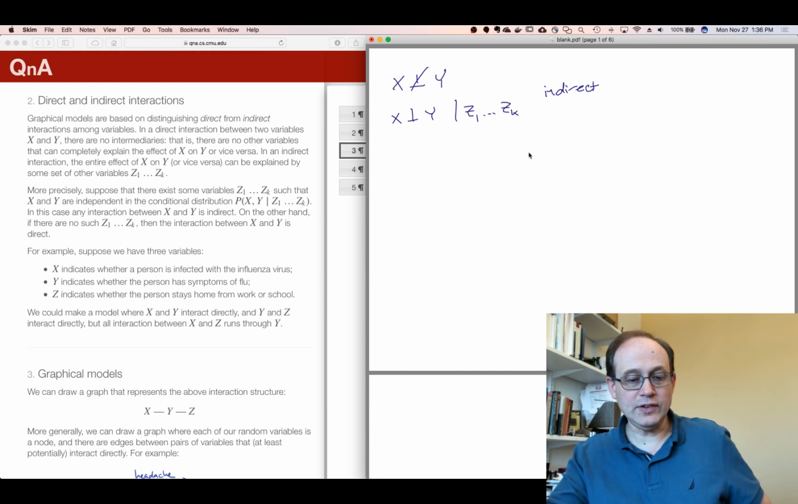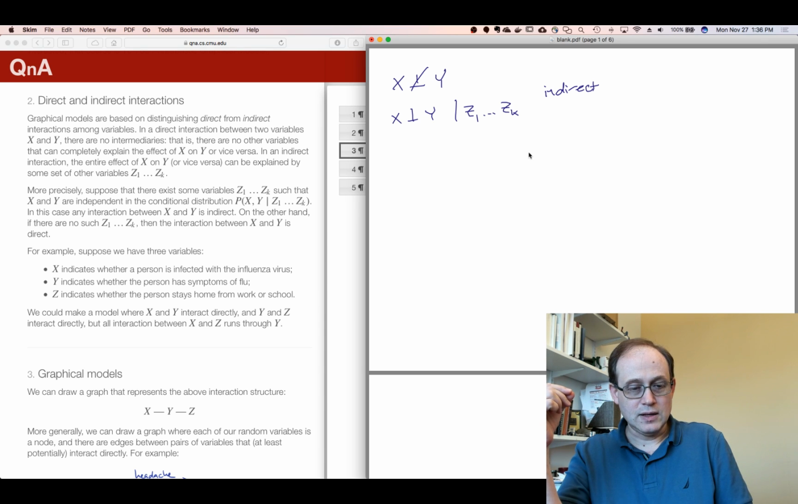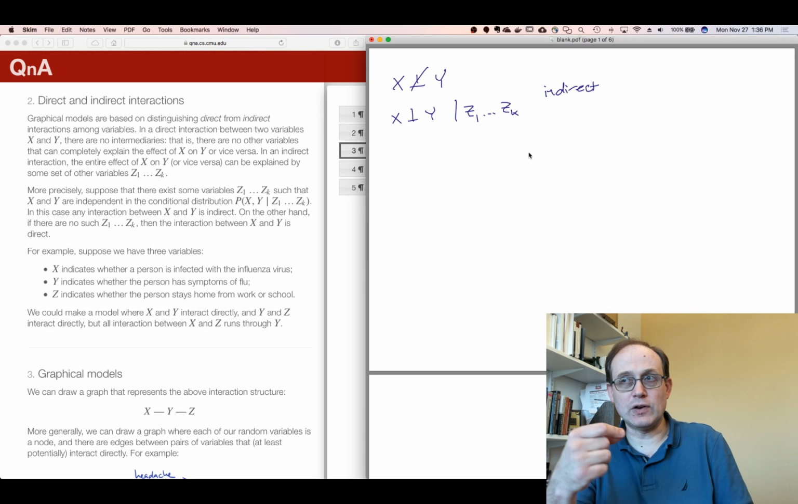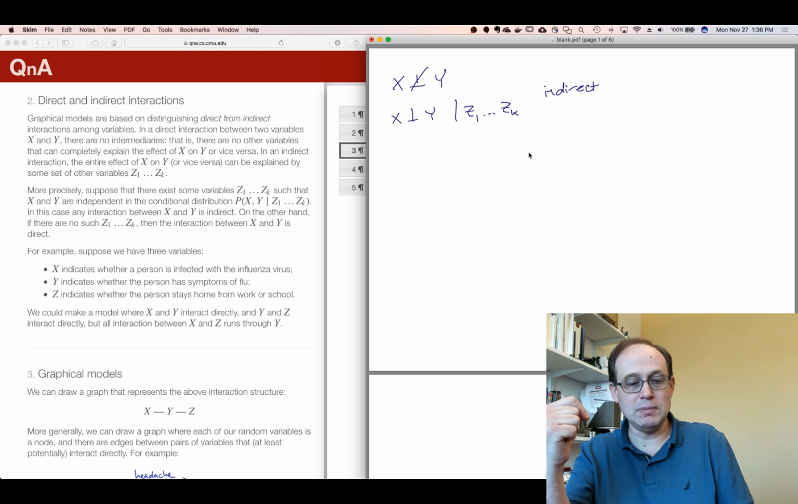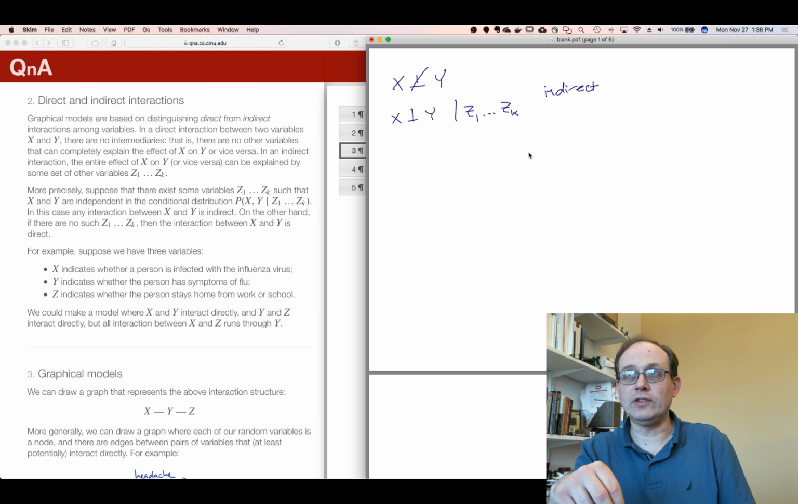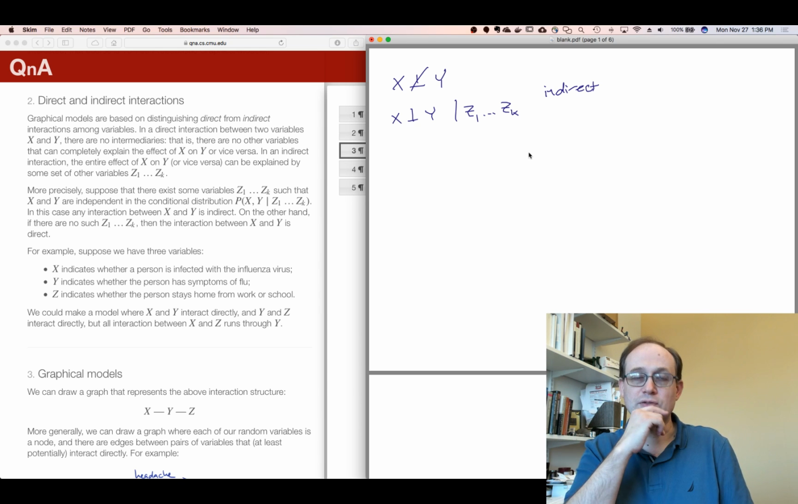As an example, you could imagine three variables: whether a person is infected with the virus that causes flu, whether the person is showing symptoms of flu, and whether the person decides to stay home from work or school. A reasonable model would be that x and y interact directly: the flu virus can cause you to have symptoms of flu. And y and z interact directly: if you feel bad, you're more likely to stay home from work or school. But x and z interact only indirectly. Having the flu virus has no further effect on whether you stay home from work or school beyond the effect that goes through whether you feel bad or not. So that's an example of a direct versus an indirect interaction.